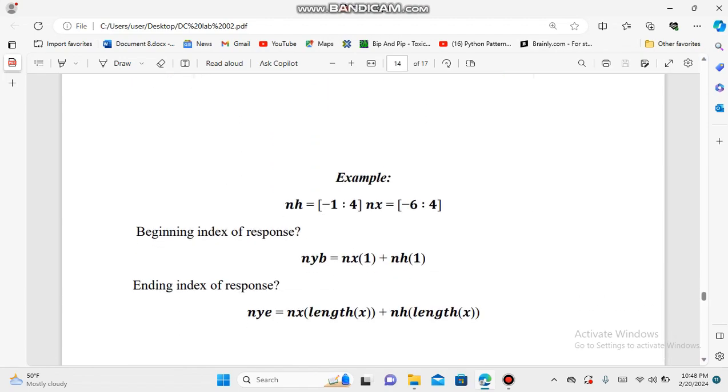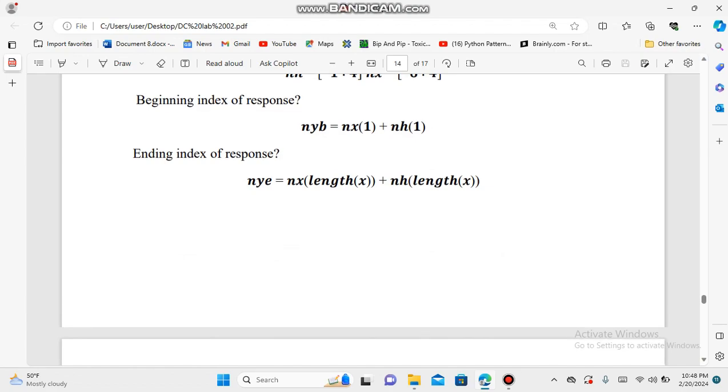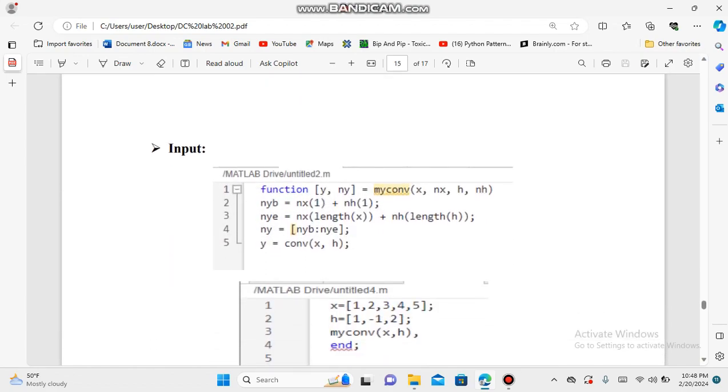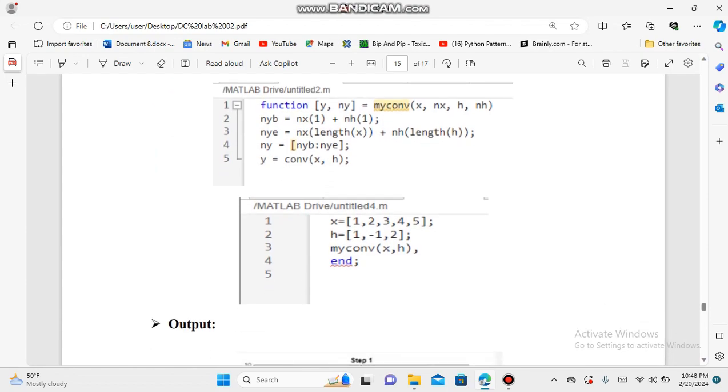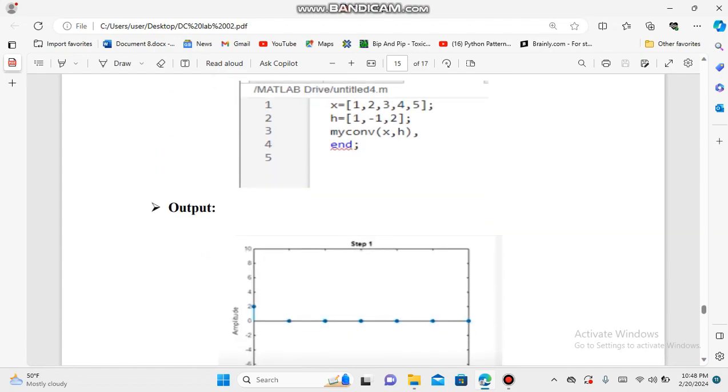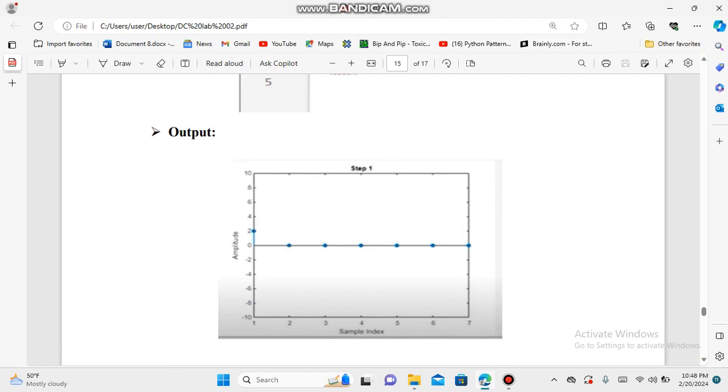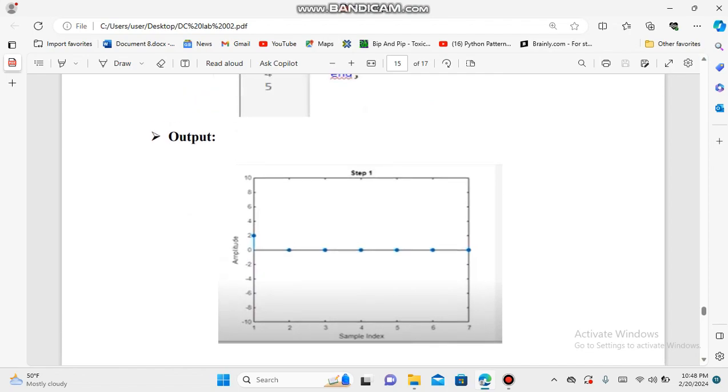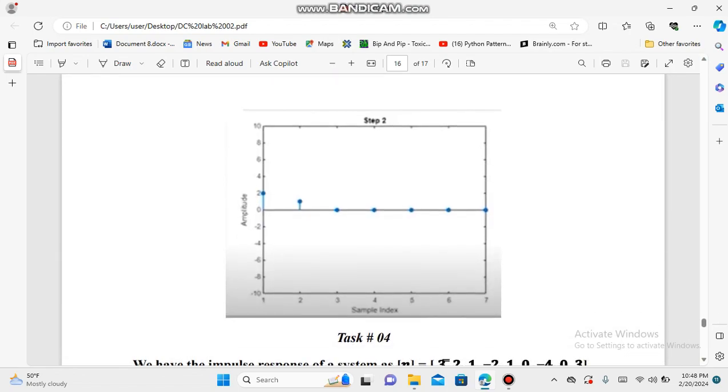In this task, there is an example about the index response, adding the beginning and ending index. In this example, we set up a function called my convolution. In my convolution function, we simply make our signal and add its impulse response, and then this is the output. The output will show in two windows. Like in step 1, when there is no input, it will show the amplitude at value 0. Then after adding the impulse response, it will gradually show the impulse response, and this will show the sample index value.